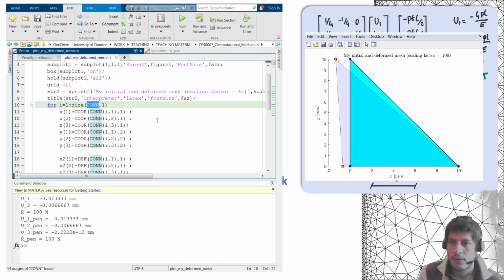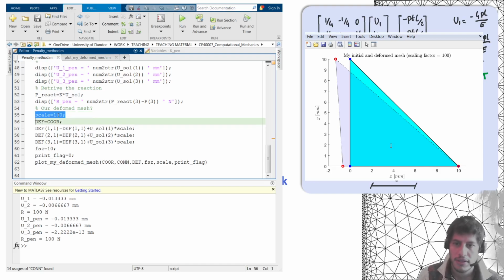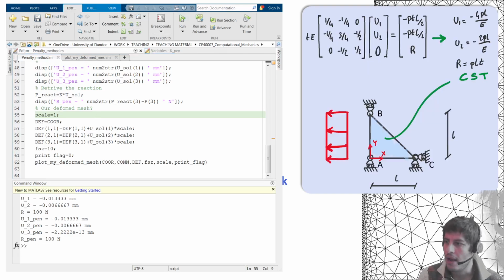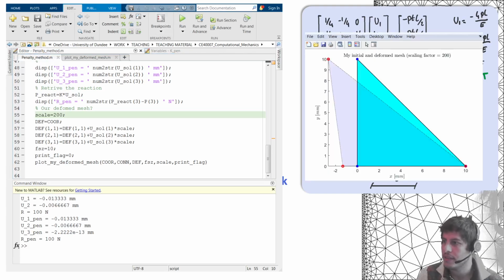Yeah, let's see if I change the scaling. If I put scale 1, this would be the real deformed mesh. I save, I run, and I would obtain this deformed mesh. We can't really see, so you can play with the scaling. 200 will be even more, and this is what you get.